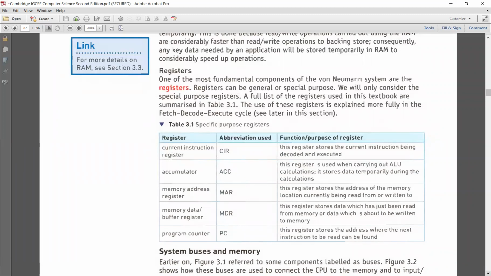Then we have MAR, MDR, memory address register, and memory data register. Their purposes are also mentioned here. The MAR is holding the address of the memory location currently being worked upon, currently being read from or written to. And MDR is the register that is containing the data that is being read from the memory or data which is about to be written to the memory.